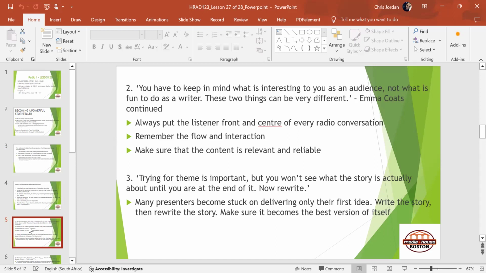So, number three, trying for theme is important, but you won't see what the story is actually about until you are at the end of it. So then you've got to go and rewrite it. What she's trying to say here is that many presenters become stuck on delivering only their first idea, which is not good, right? An idea is an idea, and this is where we brainstorm and have that freedom of expression, that freedom of thought, that freedom of creativity, so that we can get all ideas out there, right?